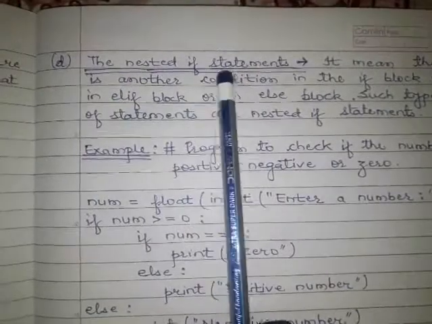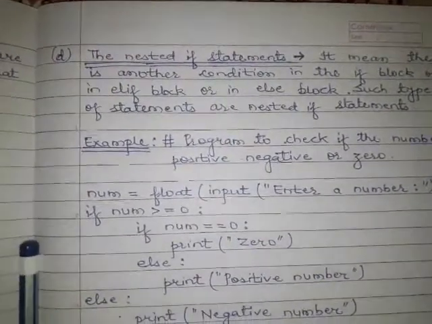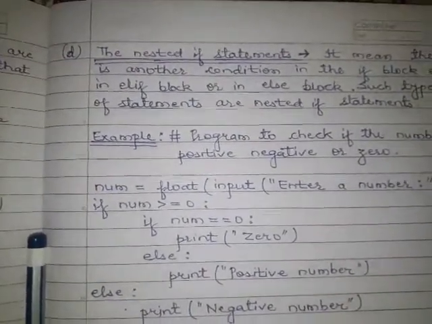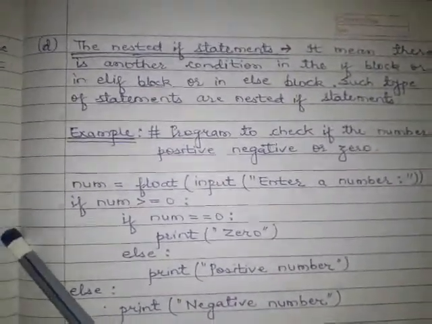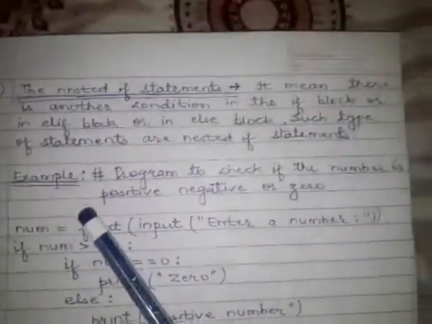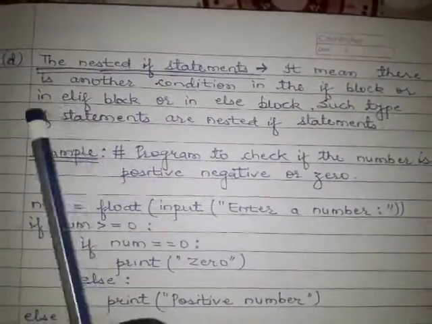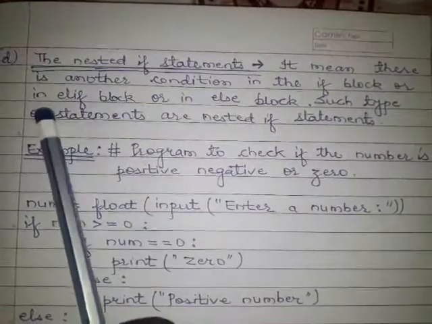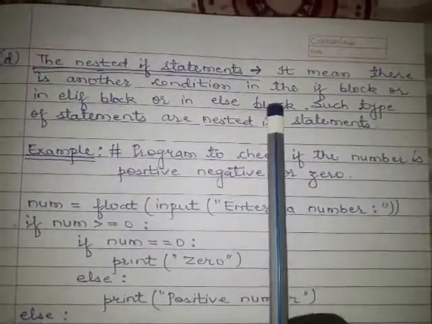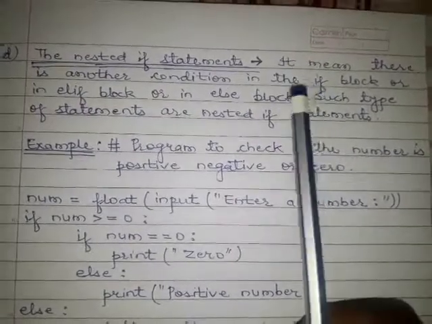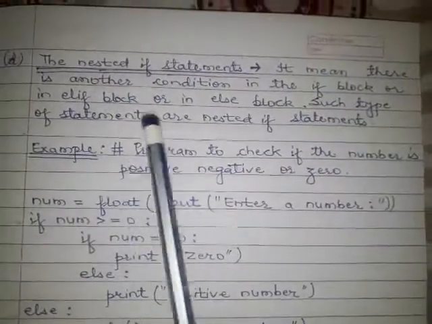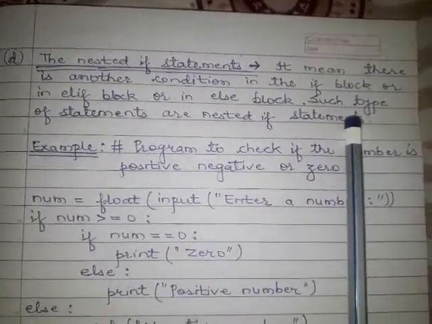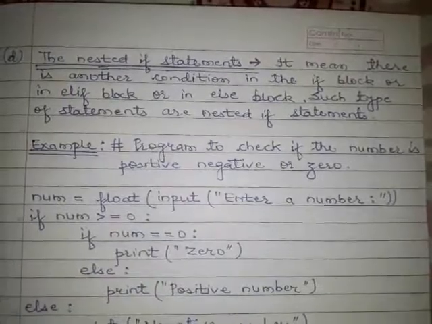Now our last one is the nested if statement. Nested if statement means within the if block there are some more conditions, within the else block there are some other conditions. So this type of statement is called a nested if statement. There is another condition in the if block, in the elif block or in the else block. Such statements are nested if statements. So this kind of statement is called a nested if statement.